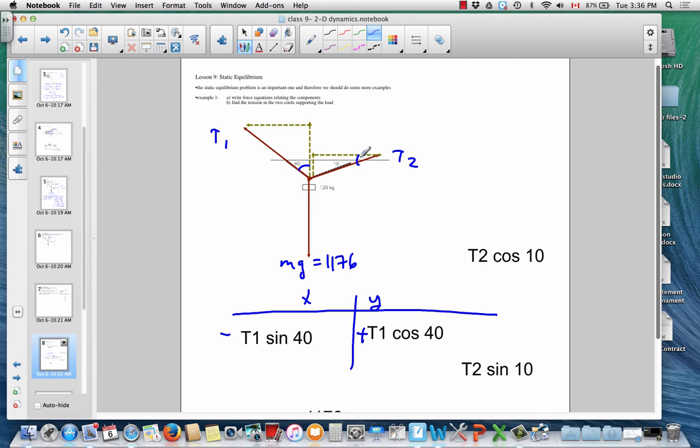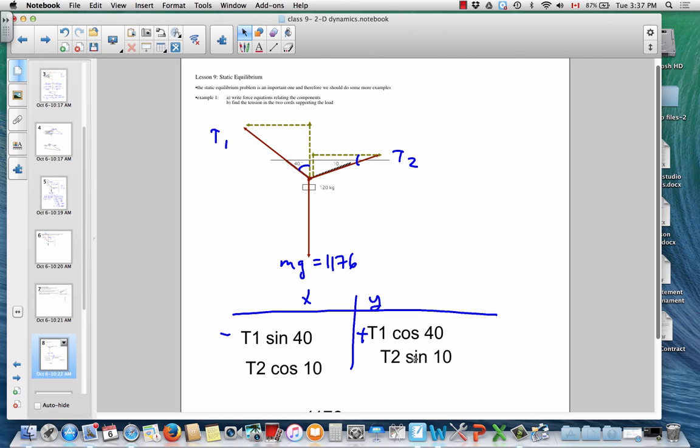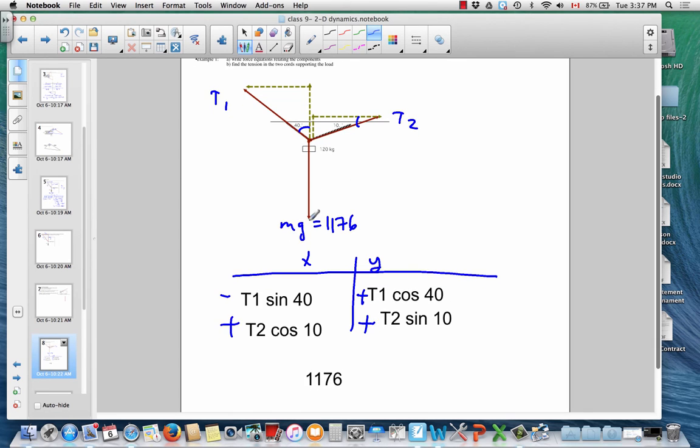For the components of T2, we've got T2 cos 10, the adjacent side, that's in the positive x direction. And then we've got an upwards one here of T2 sine 10, sine because it's the opposite side. And we should put in the directions of those. So the T2 component is to the right in the positive x direction, and this is upwards in the positive y direction. Now we have gravity, that's in the downwards y direction.